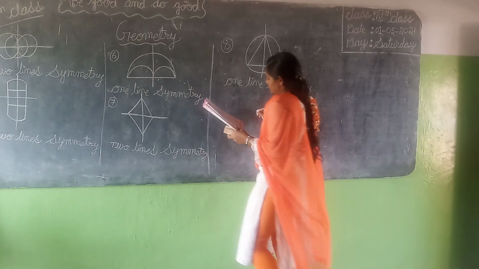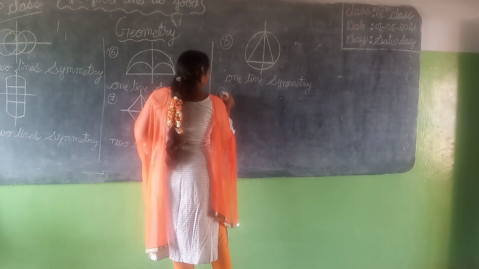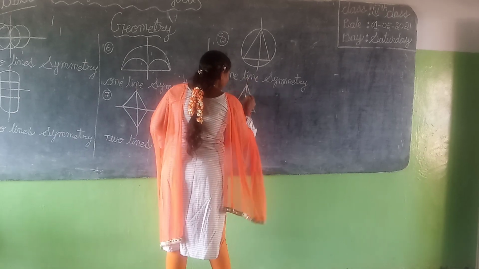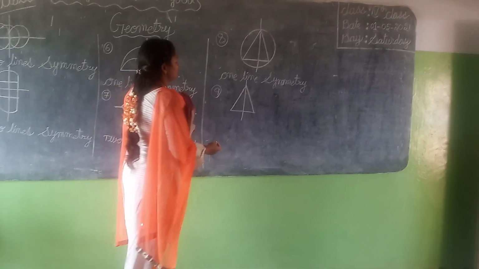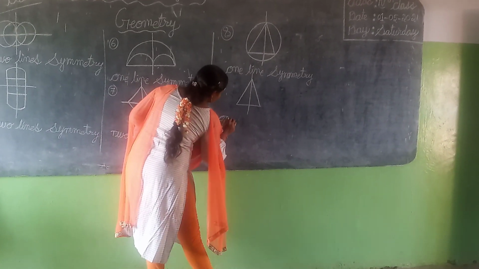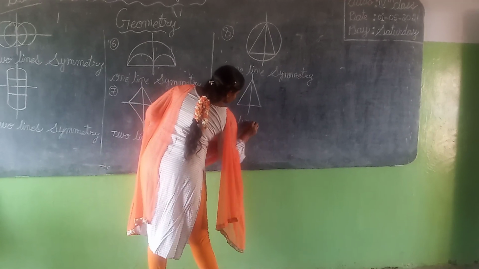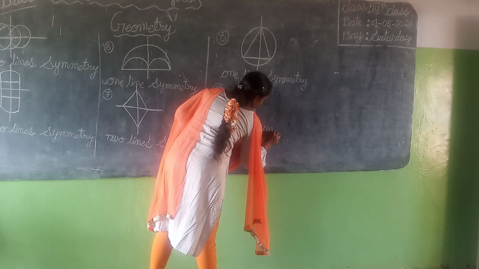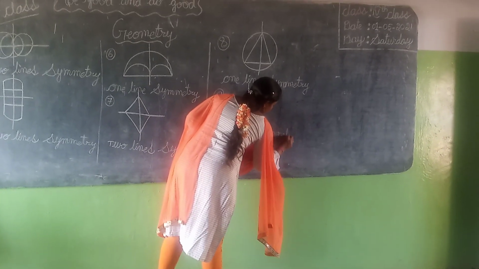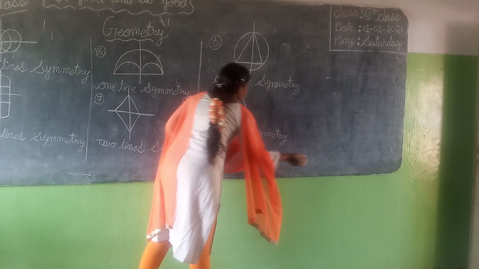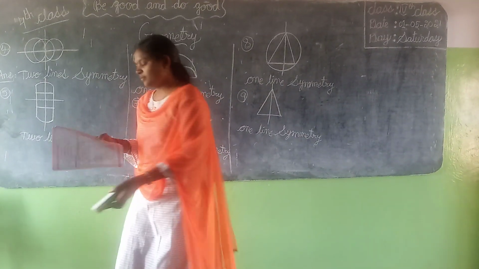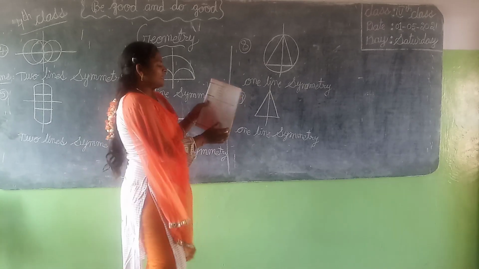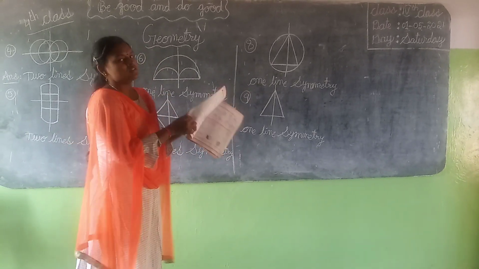Okay, Nama. Next, last one, triangle. So in this triangle also one line of symmetry. So this one is also one line of symmetry. Okay, Nama, these nine pictures also drawn. Write this. How many lines of symmetry?